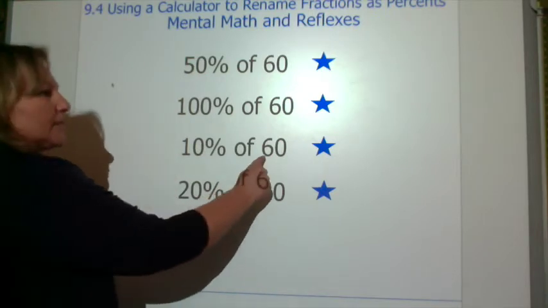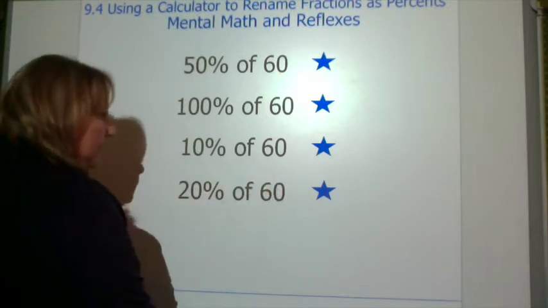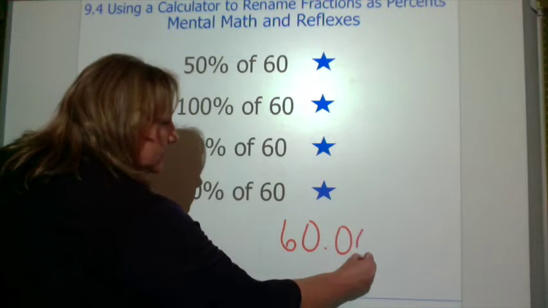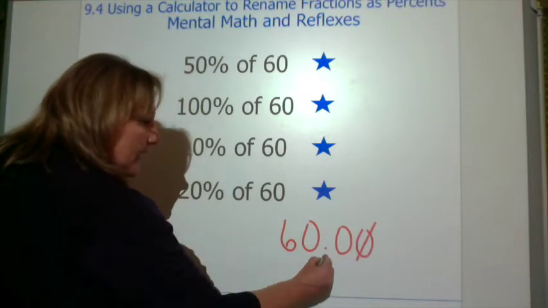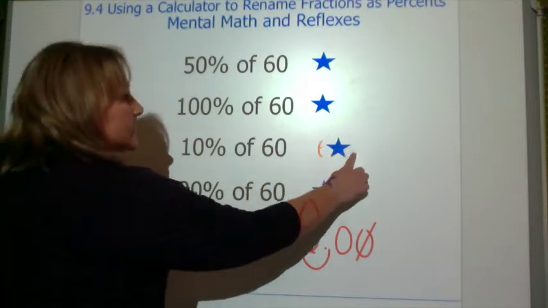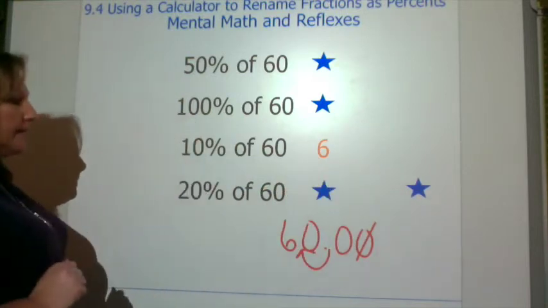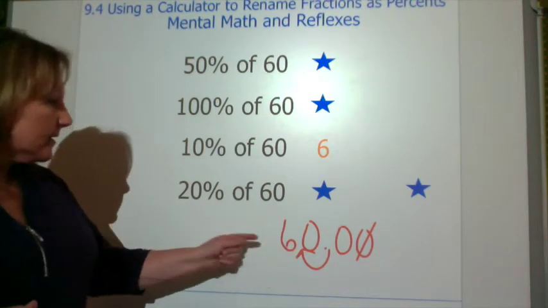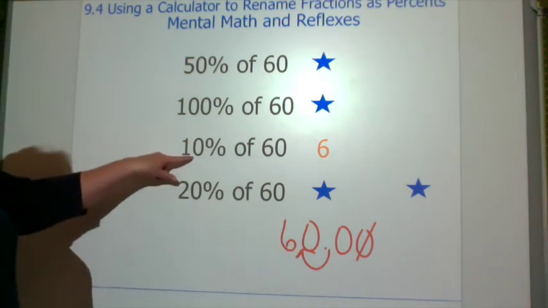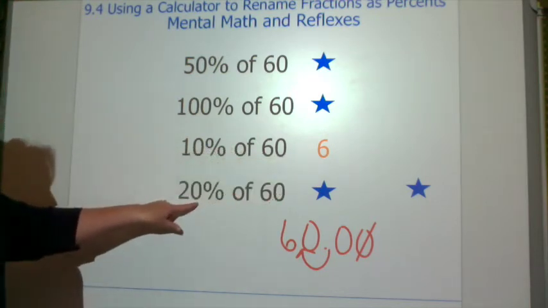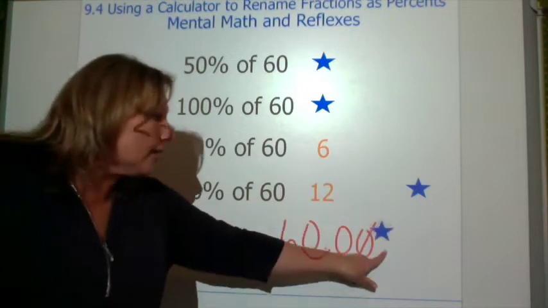So pretend something was $60. It would look like this, $60. So take off a zero and move your decimal place over one spot. That would mean you would get $6 off, just like that. What would 20% of $60 be? This is double of 10%. So if 10% was 6, that means 20% would be 6 plus 6, which would be 12.